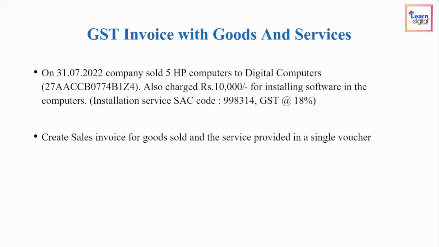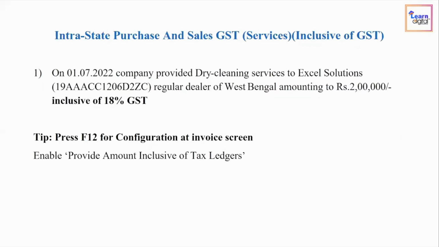The next thing is intra-state purchase and sales of services inclusive of GST. This is yet another concept of GST invoicing. See, we have already entered the transactions of services, purchase and sales along with GST. But here is another example of GST.